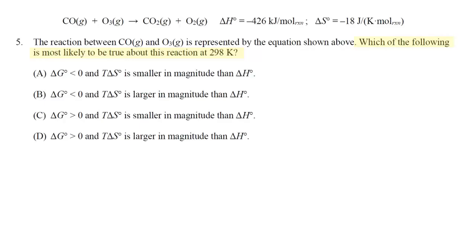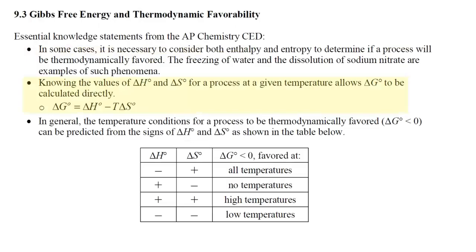So all 4 of these choices involve delta G as well as T delta S. So this question falls under topic 9.3, Gibbs free energy and thermodynamic favorability. And one of the essential knowledge statements that I'm highlighting on this slide says, knowing the values of delta H and delta S for a process at a given temperature allows delta G to be calculated directly using the equation delta G equals delta H minus T delta S.